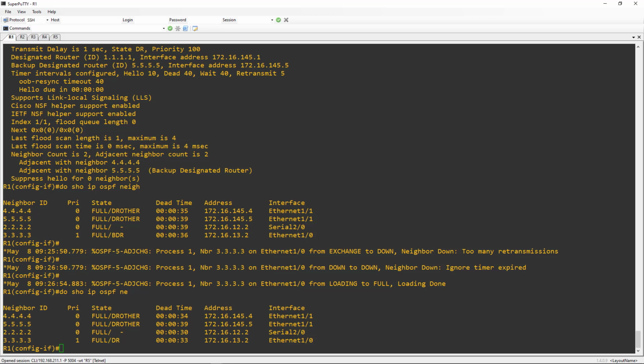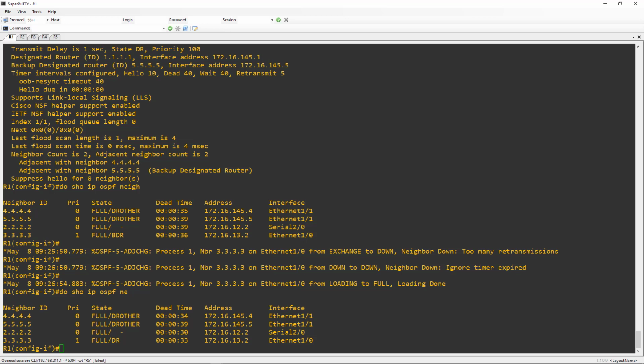So I can go into interface serial 20. Maybe this is a multipoint interface in a hub and spoke Frame Relay environment. So I would say IP OSPF network point-to-multipoint. If I do show IP OSPF interface serial 20, you'll notice here that the timers changed from 10 and 40 to 30 and 120, which means I lost my adjacency. Now, there's 2 ways to fix this problem.